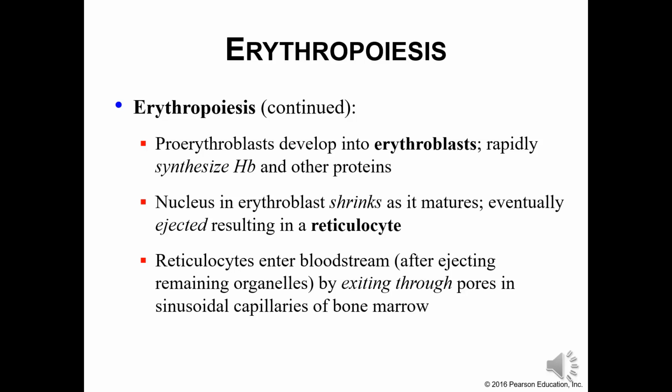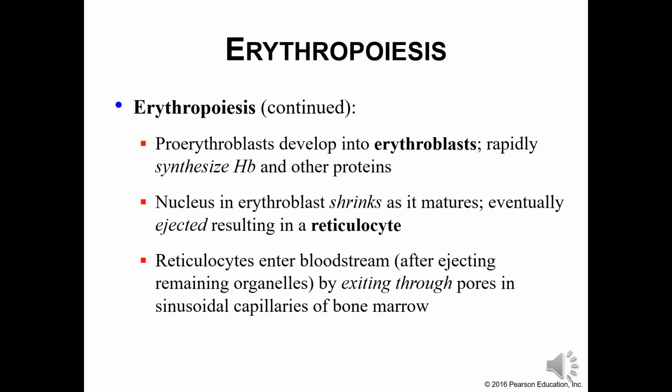Proerythroblasts then further develop into erythroblasts. Blast, remember, means to build or to grow and develop. And these are the erythroblasts that rapidly synthesize hemoglobin and other proteins for carrying oxygen. At the same time, the nucleus in the erythroblast will shrink as it matures. Eventually, it's ejected from the bone marrow cell, resulting in a reticulocyte.